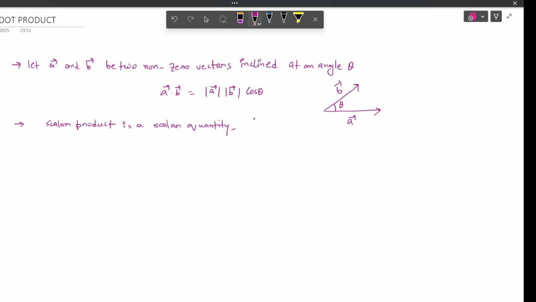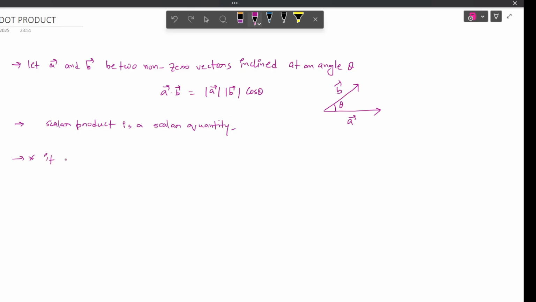Now see, if a vector or b vector or both is a zero vector, then theta is not defined, right? Either of them cannot be zero because a zero vector has no direction. So in this case, their dot product a dot b is defined as scalar zero.